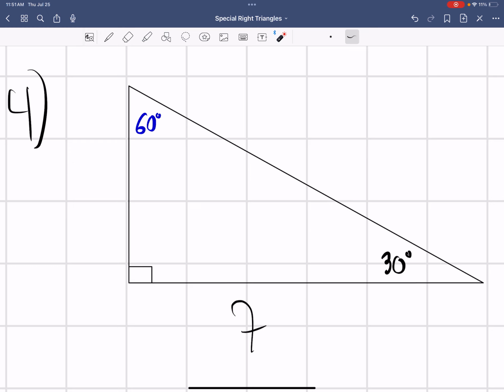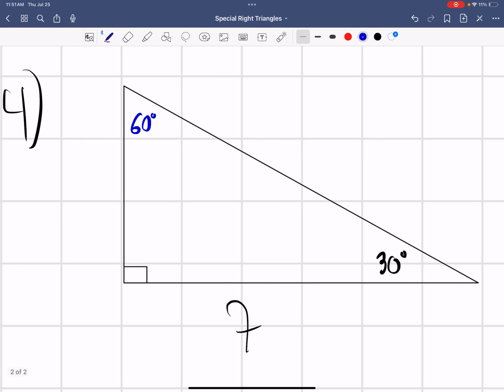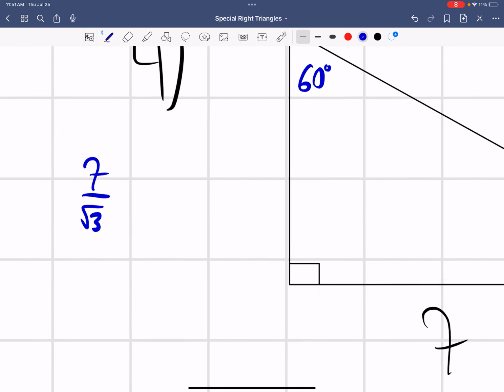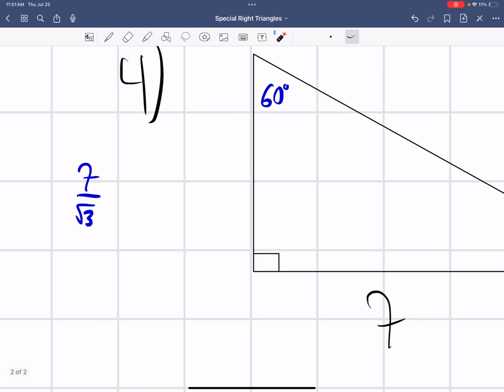But there's a little added bit here, because if we take the long leg 7 and divide it by root 3, we're left with a fraction where the denominator is irrational. So we need to rationalize the denominator. To do so, we'll just multiply the numerator and denominator by root 3. After all, root 3 over root 3 is just 1, so we're really just multiplying this fraction by 1.